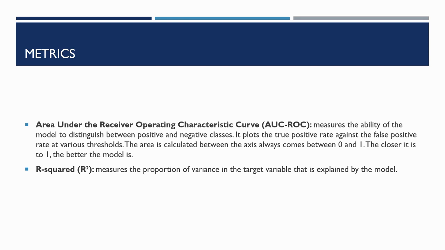And the next metric is R-square. R-square is the proportion of the variance in the dependent variable that is predictable from the independent variable, which can be calculated by dividing the total variance explained by the model by the total variance, which measures the proportion of variance in the target variable that is explained by the model.